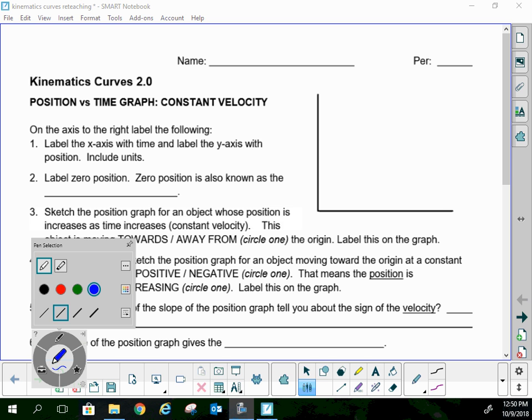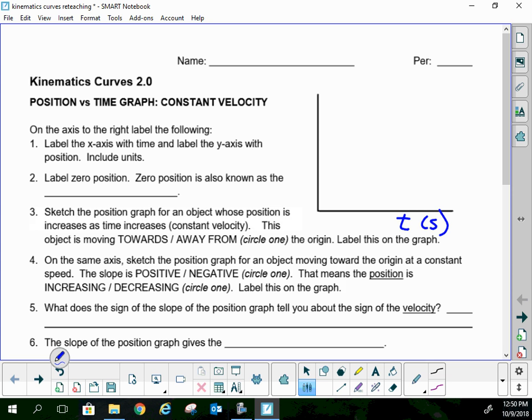On the axis, we're going to label the following. So on the x-axis, I'm going to label that with time in seconds. And then the y-axis, we're going to label with position. And remember, we use the letter x for position. And we will use the unit of meters. We will label the zero position. And that is also known as the origin, which we measure all of our positions from, or that's our reference point for all of our position measurements.